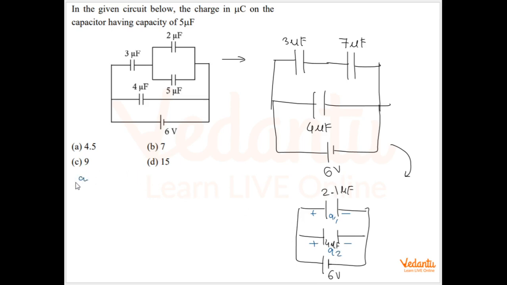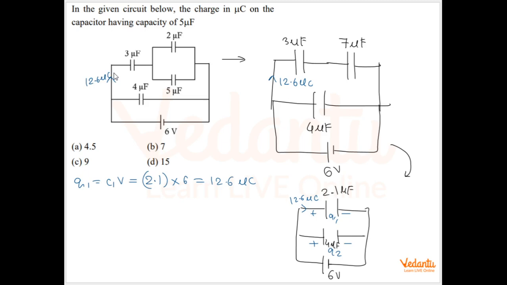So Q1 will just be equal to C1 into V. That will be nothing but 2.1 into 6. That is nothing but 12.6 microcoulombs. So what is happening is that there is a charge of 12.6 microcoulomb going from here to here, which means that there is a charge of 12.6 microcoulomb traveling here, and if I go back to the original circuit, there will be a charge of 12.6 microcoulomb which will be traveling here.